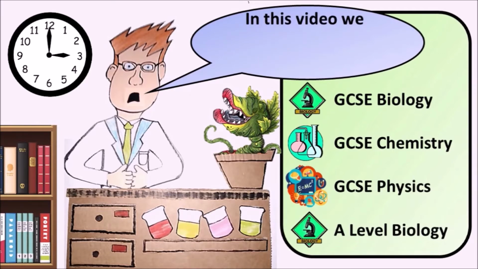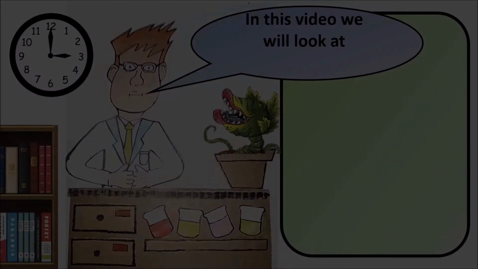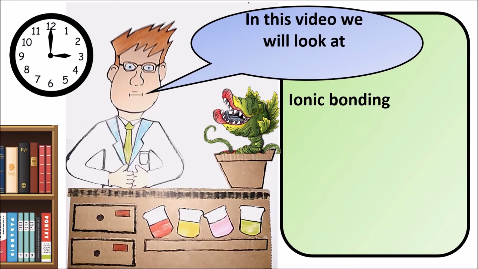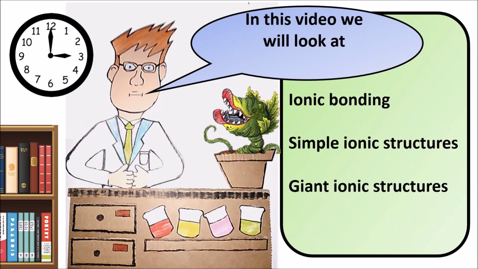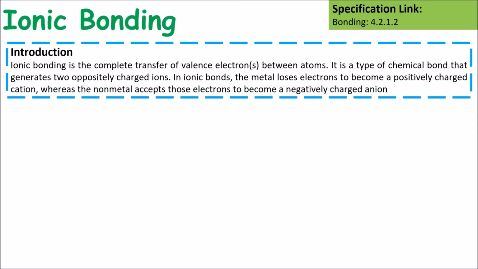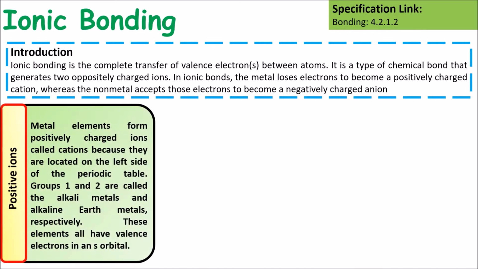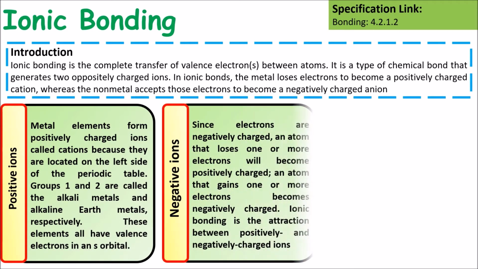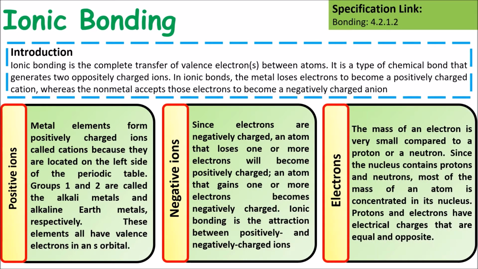In this video, we will look at ionic bonding, simple ionic structures, and giant ionic structures. So, ionic bonding is the complete transfer of electrons between atoms. This either makes them positive, where they lose electrons, or negative, where they gain electrons. And remember, electrons are negatively charged.